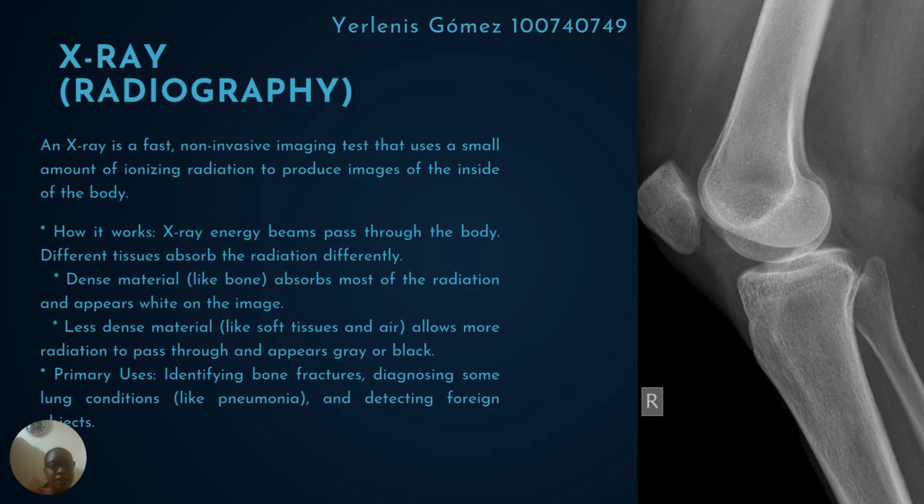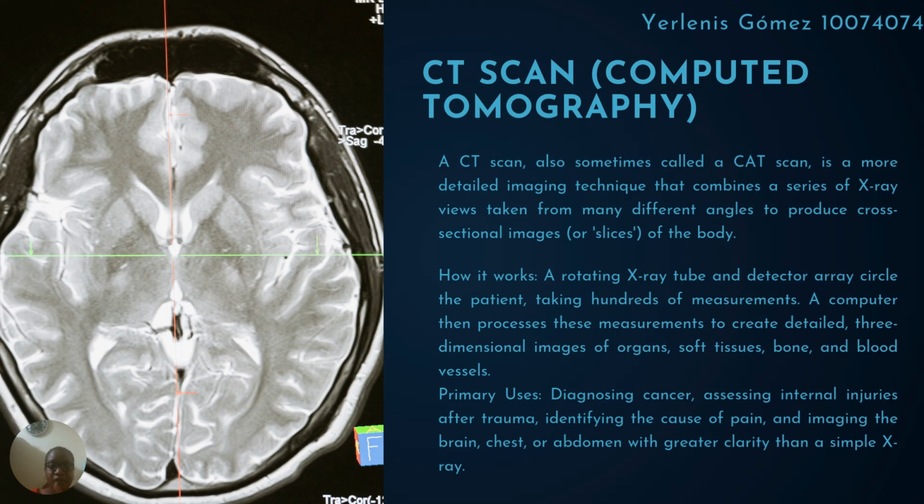Now let's go with the CT scan. The CT scan, also called computed tomography. A CT scan, also sometimes called a CAT scan, is a more detailed imaging technique that combines a series of X-ray views taken from many different angles to produce cross-sectional images or slices of the body. But how does this work?